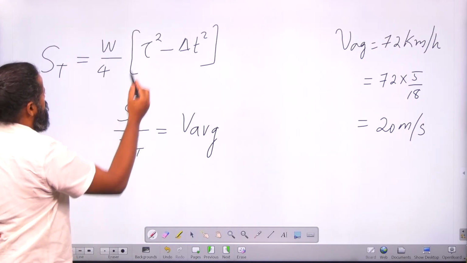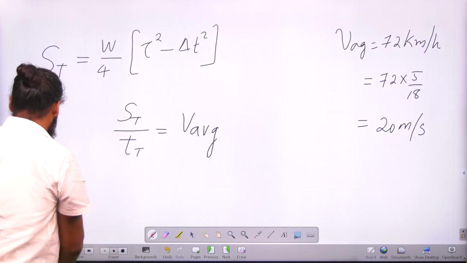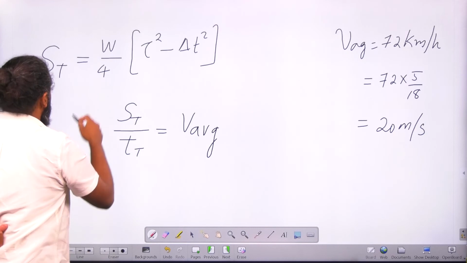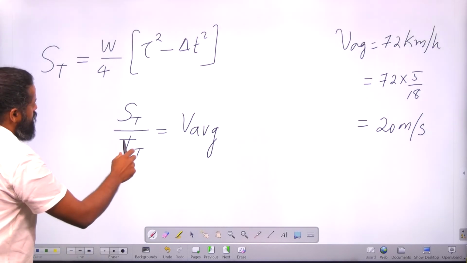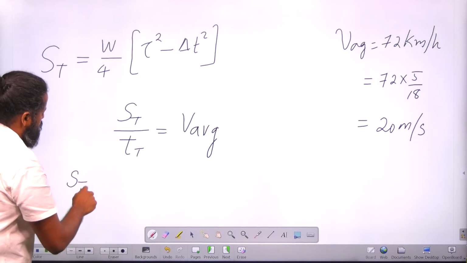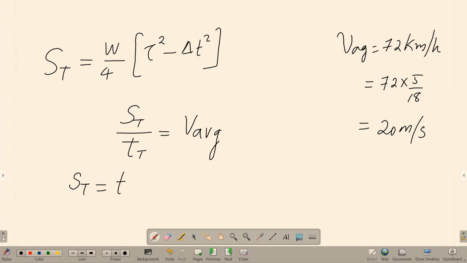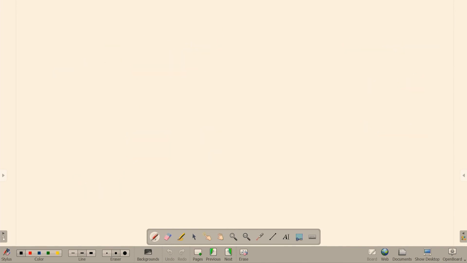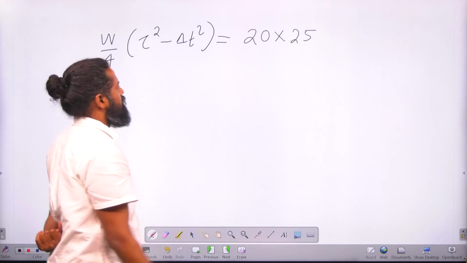So this is the expression finally, W by 4. So let us try to substitute everything. See, total displacement by time is equal to V average, or we can say total displacement is equal to total time multiplied by V average. We can use that. Let us go to the next page. W by 4 multiplied by tau square minus delta T square is going to be equal to 20 multiplied by 25, because 25 seconds and 20 meter per second.